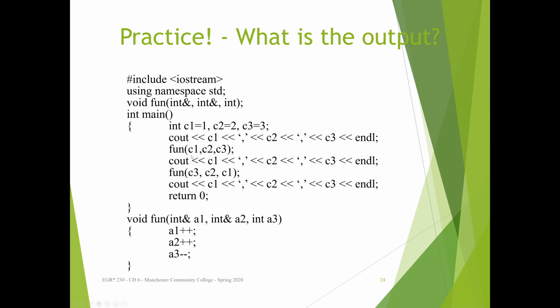So the expectation is C1 and C2 get changed, but C3 doesn't. Okay? And then what you're going to find when you run it again is C2 and C3 get changed, but C1 doesn't. Okay? Just because of its position here. All right?